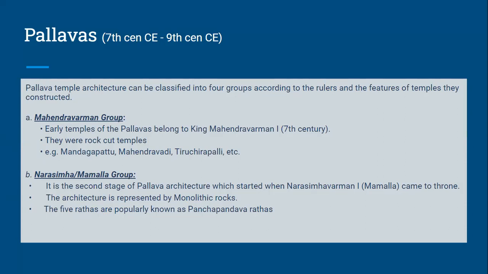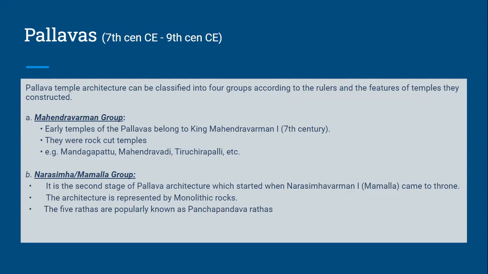And these temples are called mandaps, right? So we had seen that the first group of temples under Mahendravarman are usually referred to as mandaps. In the last session, we studied Varaha Mandap and Krishna Mandap. So try to associate them with the Mahendravarman group. Such mandaps can be seen at different places like Mandagapattu, Mahendravadi and Tiruchirappalli.